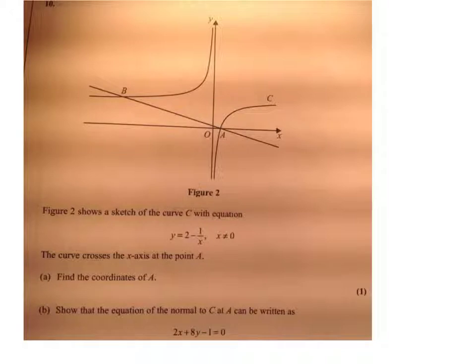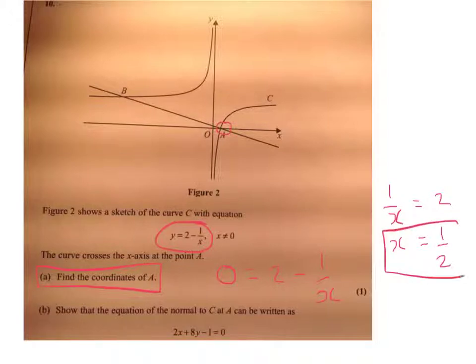In question 10, we're given a curve C with this equation here, and we've got to find out the coordinates of point A for the first part of the question. Well, at point A, we've got to find out the x-coordinate. Clearly the y-coordinate is equal to 0, so we've simply got to rewrite our equation as y equals 0, so 0 is equal to 2 minus 1 over x. In other words, 1 over x is equal to 2, or x is equal to a half. So the first part of that question is pretty straightforward.